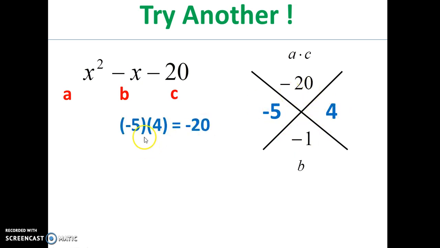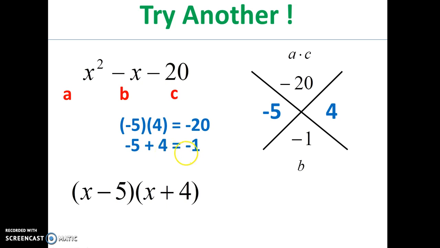So again, those two multiply to make negative 20. Those two added up, or their sum, is negative 1. So it fits the rule. That means the factored form is x minus 5, x plus 4. And if you think of these in terms of P and Q again, the middle here is the sum, and the end is the product. So the sum of negative 5 and 4 is negative 1, and the product of negative 5 and 4 is negative 20.